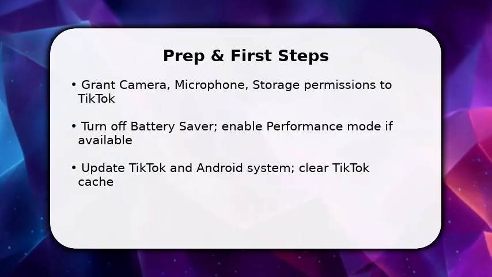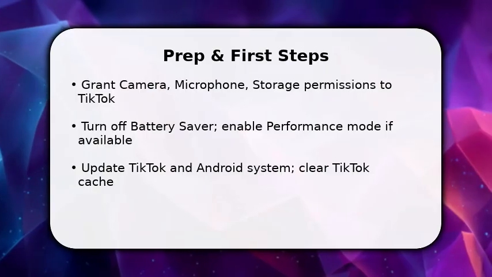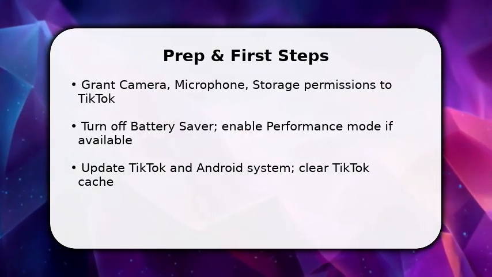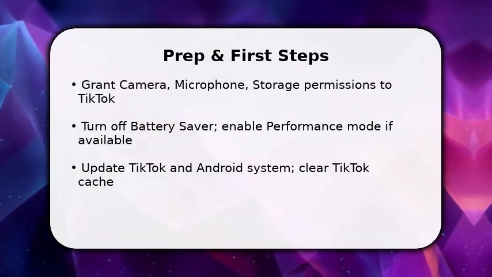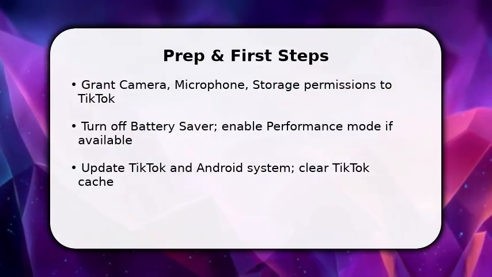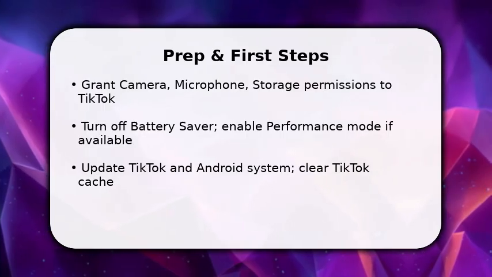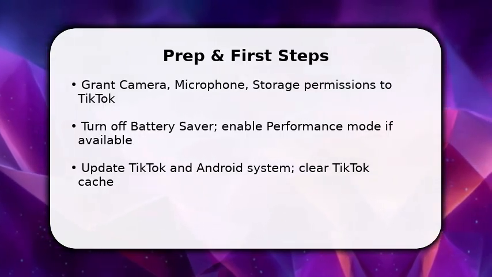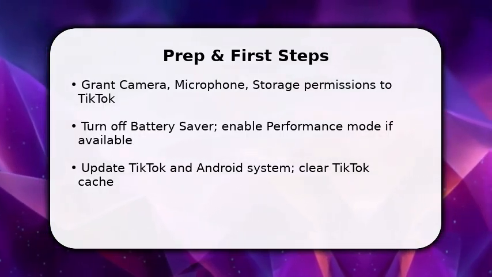You start by making sure TikTok actually can use the camera and storage. Grant camera, microphone, and storage permissions, then disable battery saver so the phone won't throttle video. Once done, update both TikTok and your Android system and clear TikTok's cache to remove old corrupted temp files.